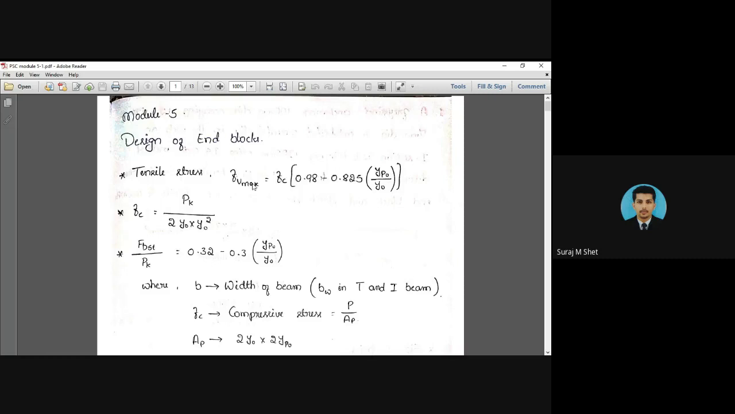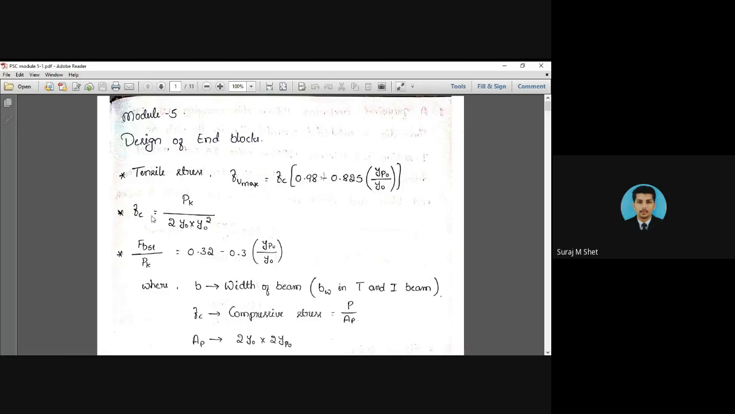So tensile stress can be calculated by using FV maximum. Tensile stress FV maximum is equal to FC into 0.98 minus 0.825 into yp naught divided by y naught. Here you can multiply 2 times of yp naught divided by 2 times of y naught for simplification like that. Or there is no need to write the 2 times here.